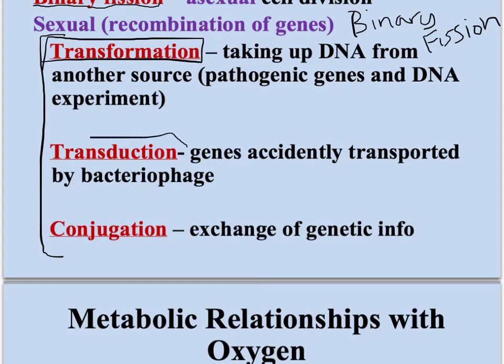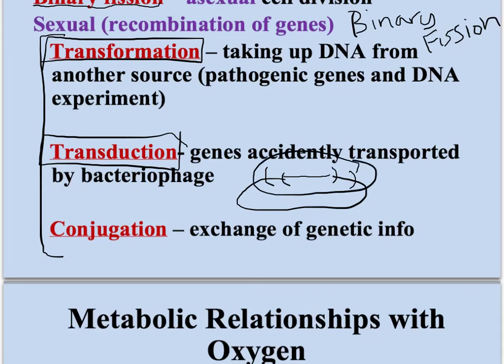So transduction, this is when a bacteriophage sticks its DNA in with the bacteria, so this little piece would be the viral DNA. And sometimes when environmental stress activates that viral DNA, it pulls out more than just the viral DNA and puts this whole thing into another bacterium. So these genes right here that were part of the original bacteria's chromosome are now in a new bacterium.